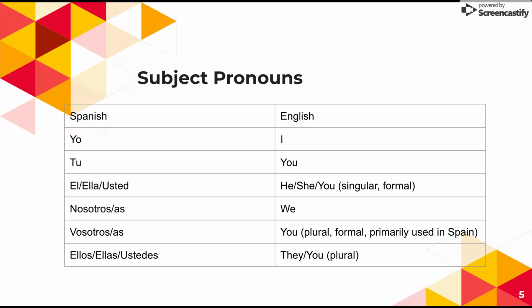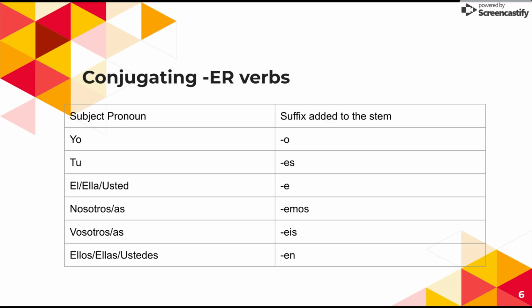It is important to know the difference between I, you, he, she, we, and they, which translate to yo, tú, él, ella, usted, nosotros, vosotros, ellos, ellas, and ustedes. Pause the video and take a moment to go over this chart. Once you've mastered identifying the different subject pronouns, you can identify the verb that needs to be conjugated.